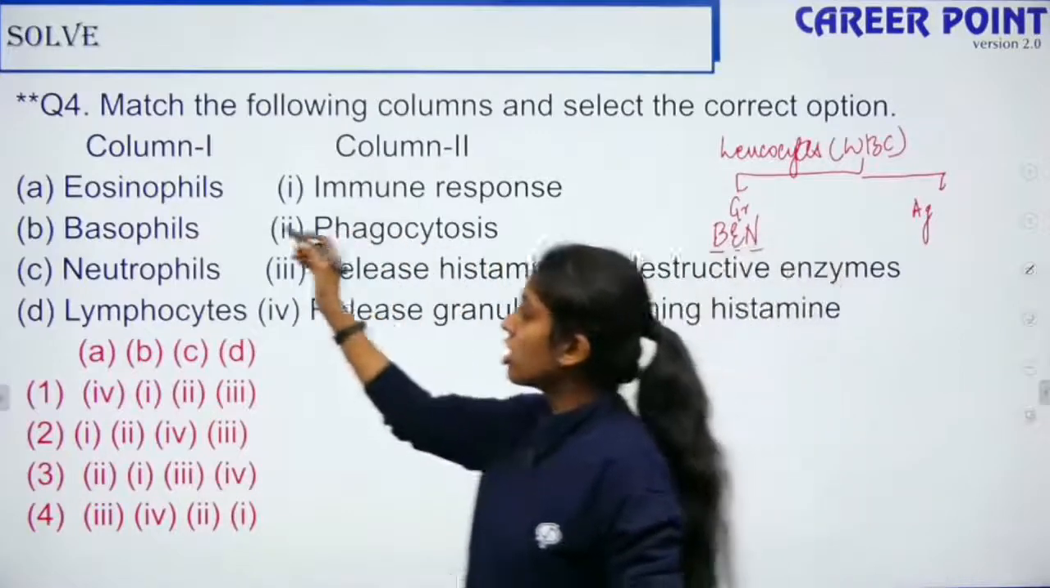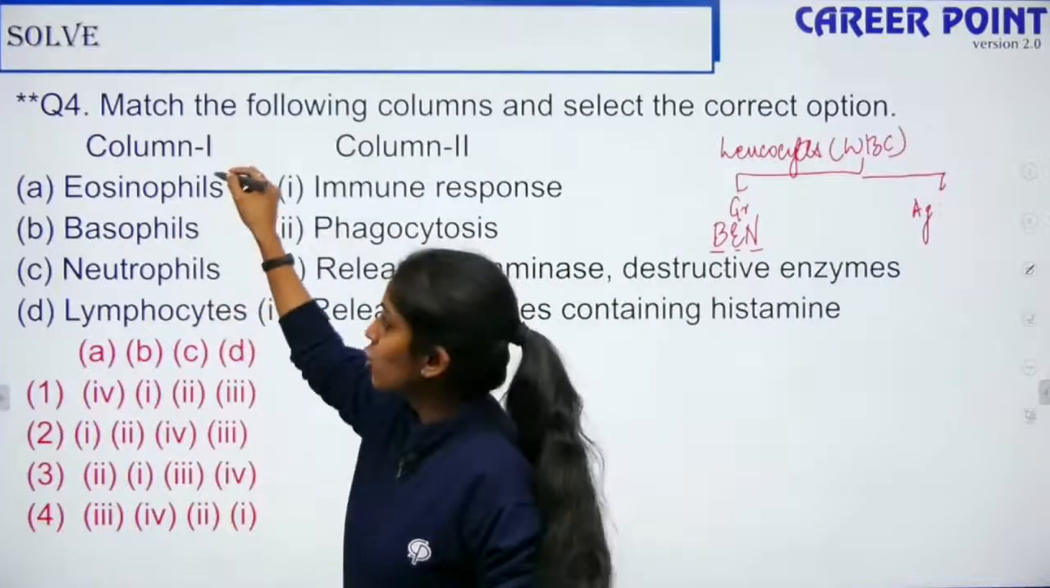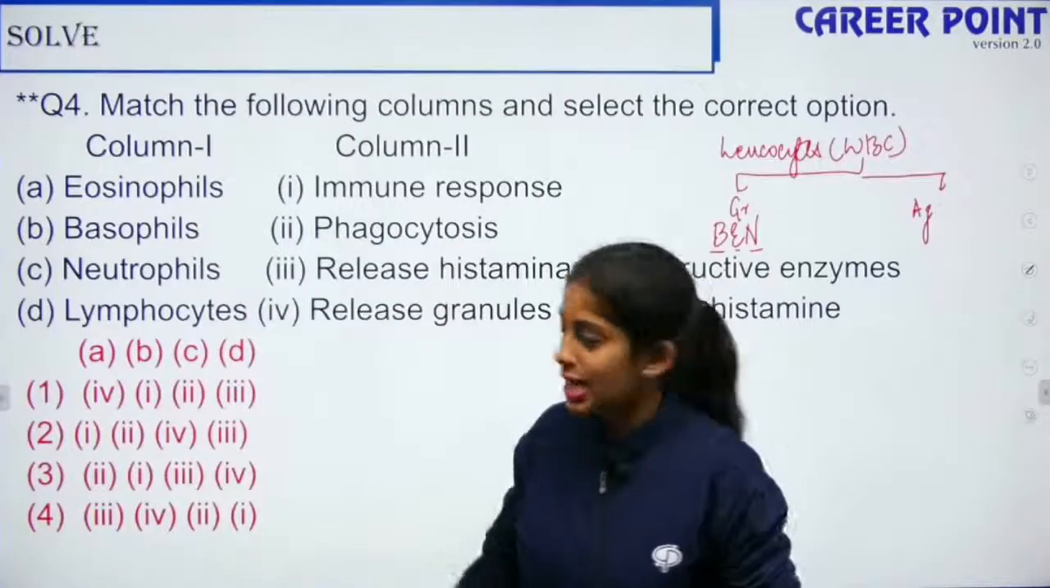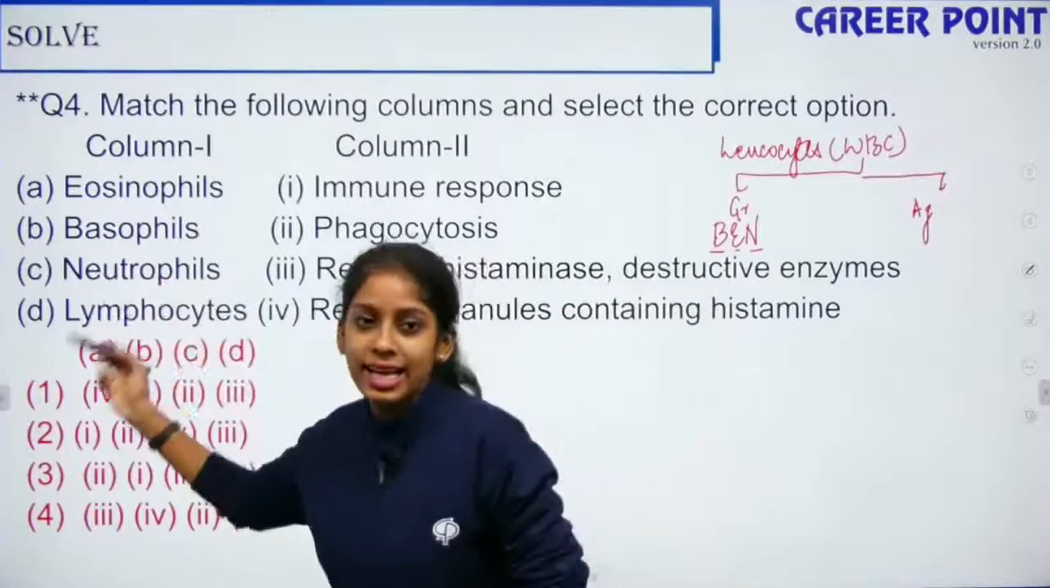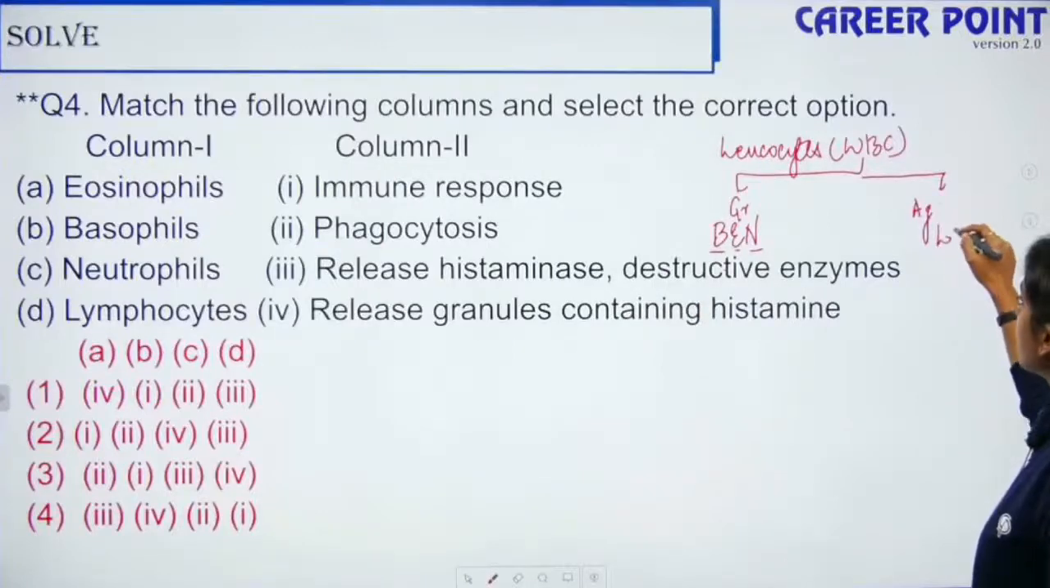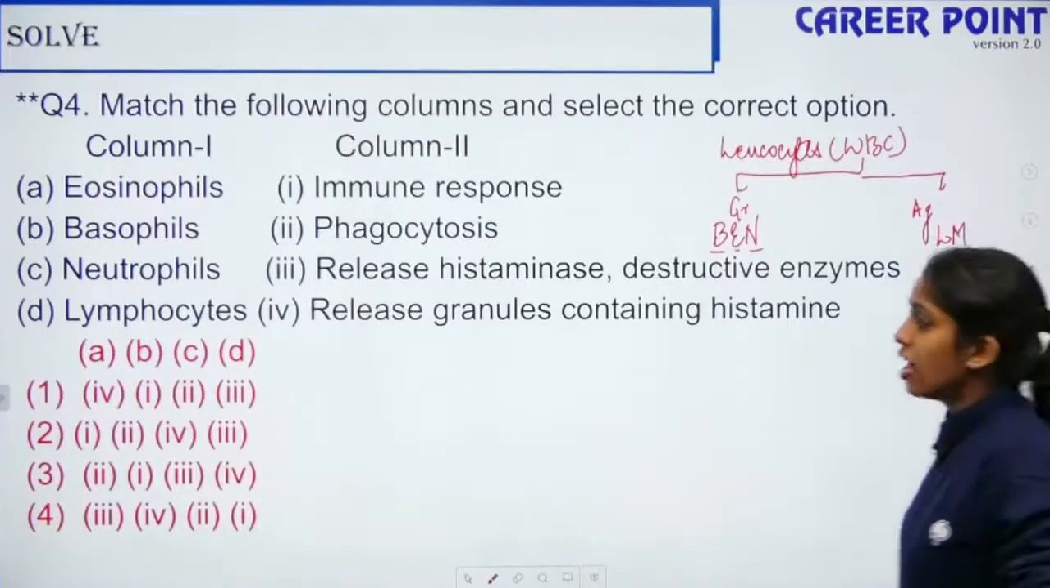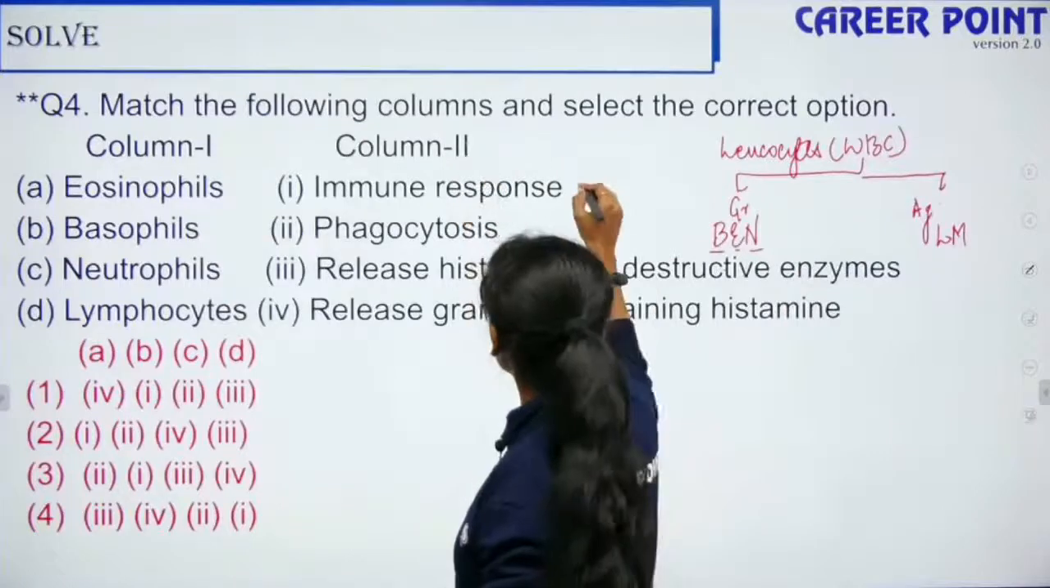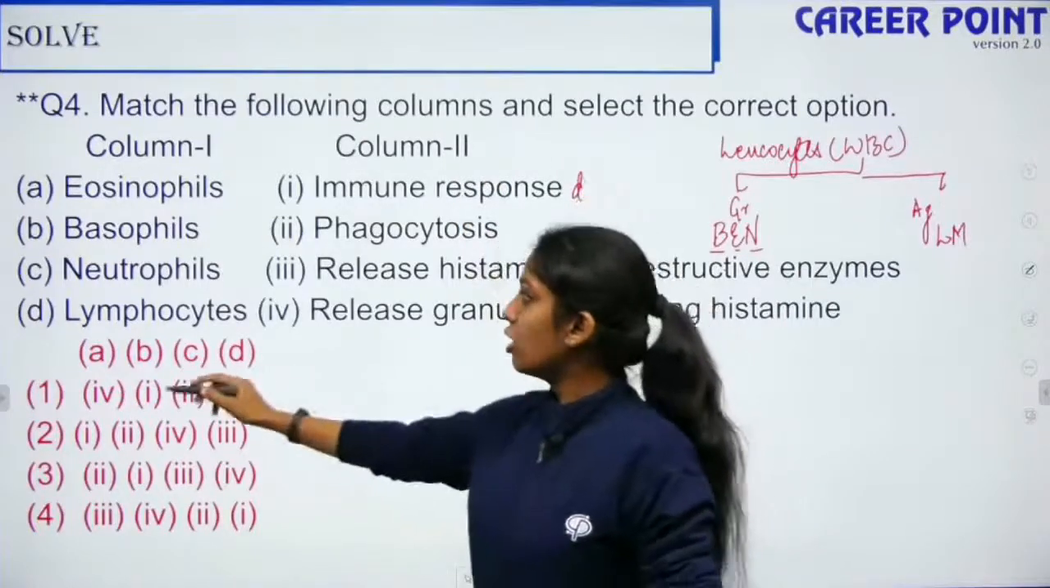Basophil because it stains with a basic dye, eosinophil because it stains with an acidic dye, and this does not stain with any dye, that's why it's called a neutrophil. Agranulocytes are lymphocytes and monocytes. Lymphocyte induces immune response. So this is D. Here look into the options.